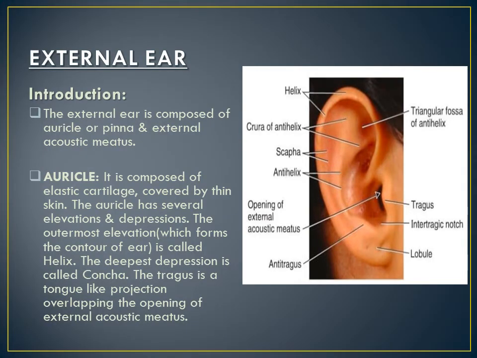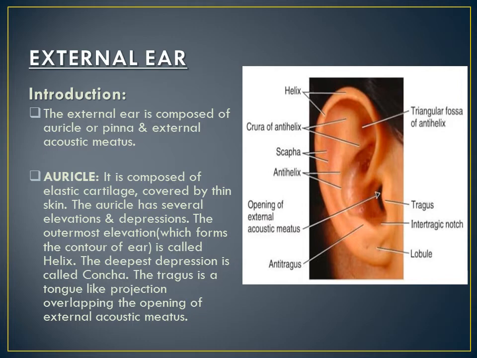Anatomically, the ear consists of three parts: external ear, middle ear and internal ear. The external and middle ear are mainly concerned with the transference of sound to the internal ear, which contains the organ for equilibrium as well as for hearing. Today we will discuss the external ear in detail.